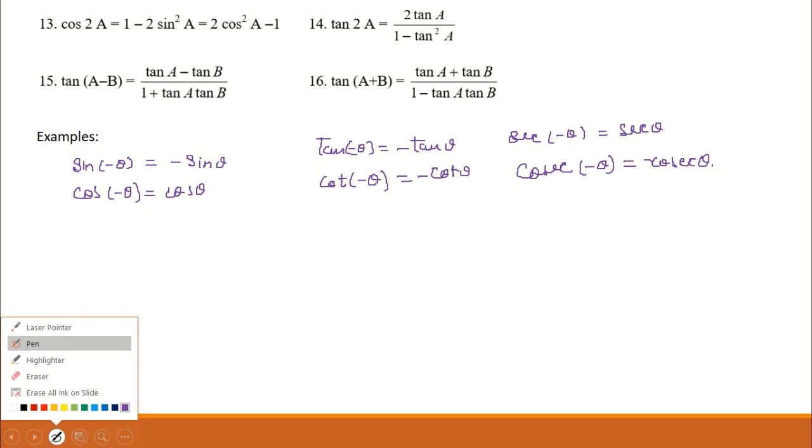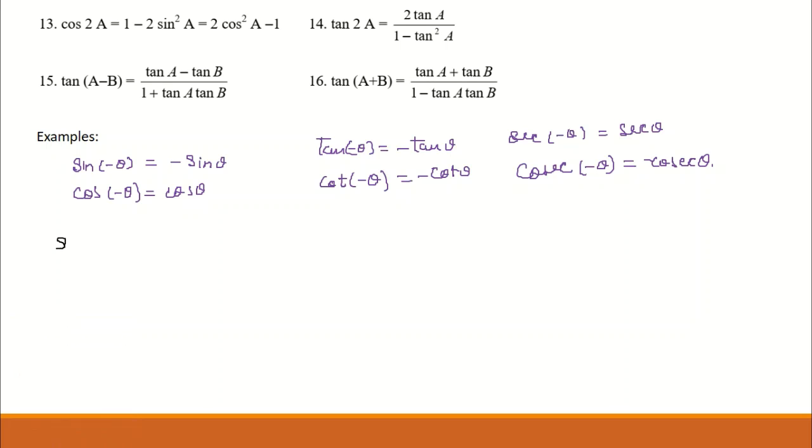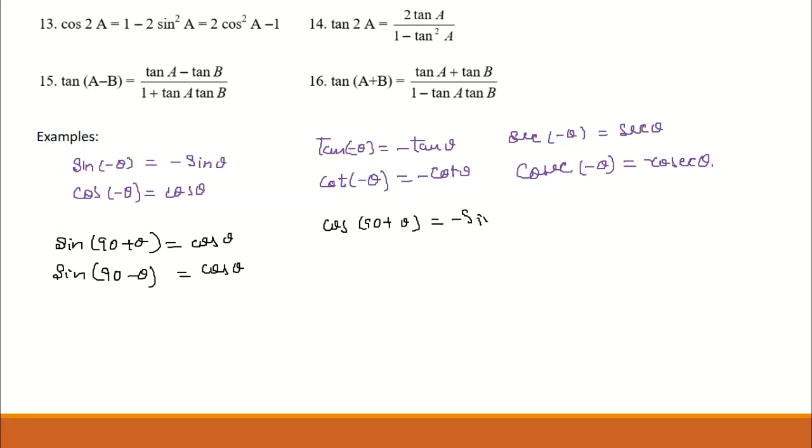Also, please write some more formulas. Sine 90 plus theta will be equal to cos theta. Sine 90 minus theta will be equal to cos theta. Cos 90 plus theta is equal to minus sin theta.